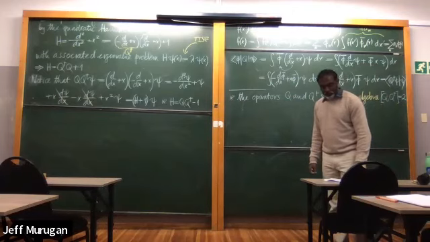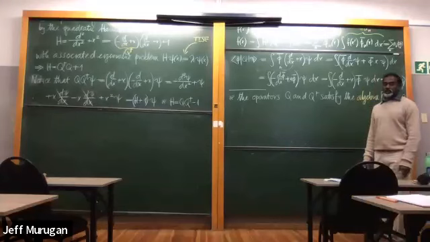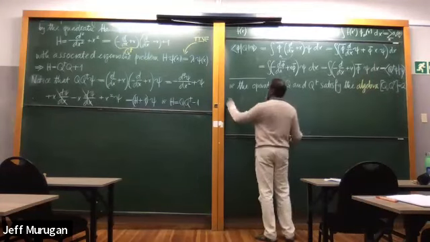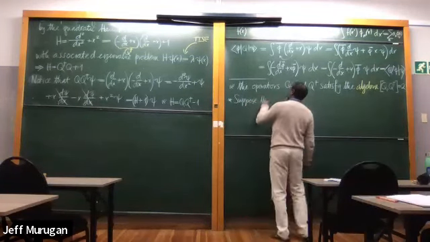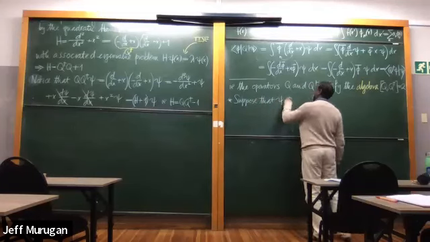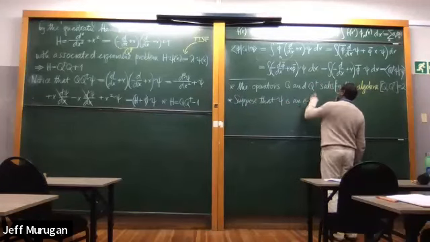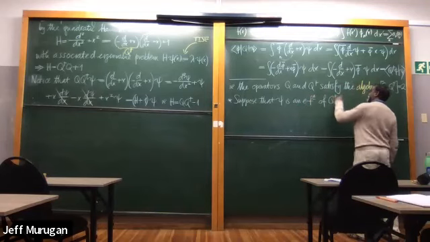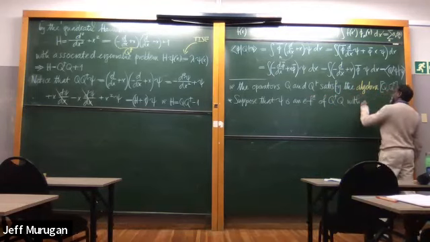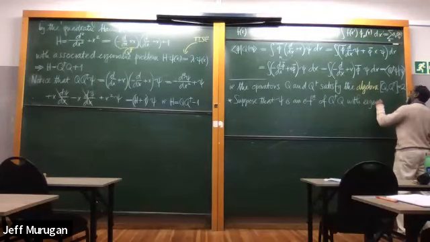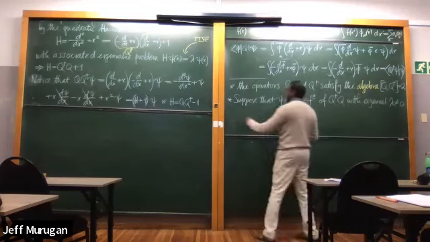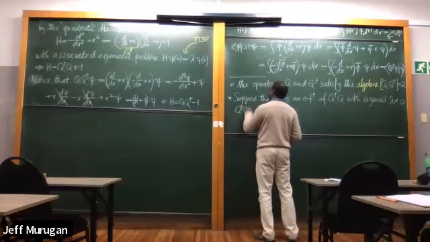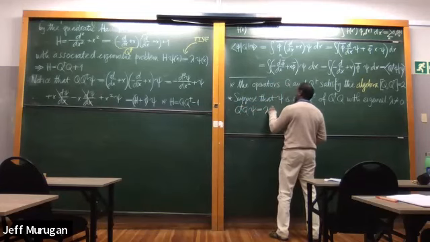Suppose I have some eigenfunction of Q dagger Q with non-vanishing eigenvalue. So suppose that psi is an eigenfunction of Q dagger Q with eigenvalue lambda, and I want to assume that lambda is non-vanishing. So what does this mean? This means that Q dagger Q acting on psi is lambda psi.